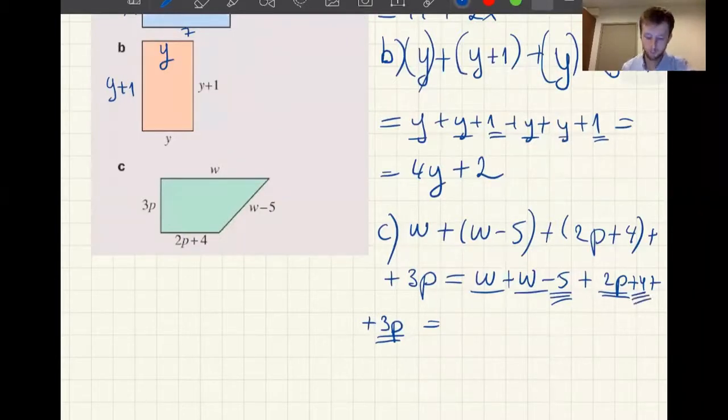Right, so we go w plus w is 2w, 2p plus 3p is 5p, and minus 5 plus 4, again, remember the negative numbers lesson, minus 5 plus 4 is equal to negative 1. So 2w plus 5p minus 1 should be your answer.